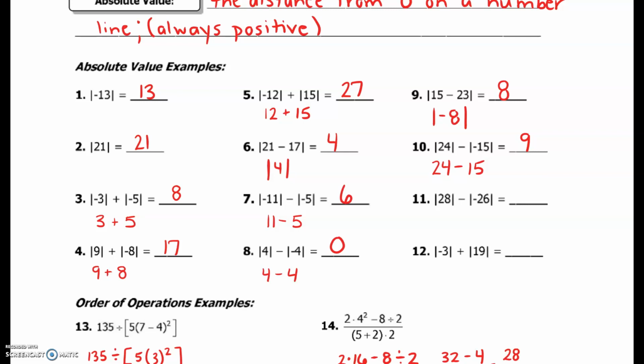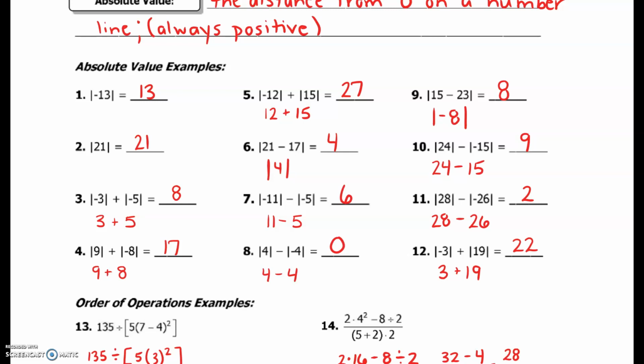In number 11, we have 28, it will stay 28, minus, that will turn to a positive 26. 28 minus 26 would give us 2. And the last problem on this page, this absolute value of negative 3 will turn to a positive, plus a positive 19 gives us a result of 22.